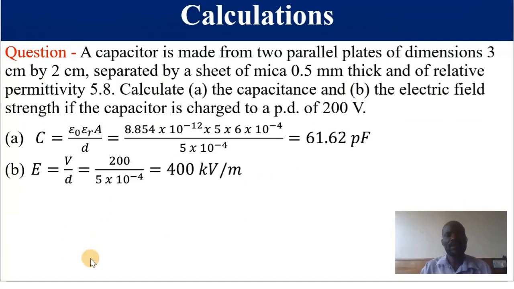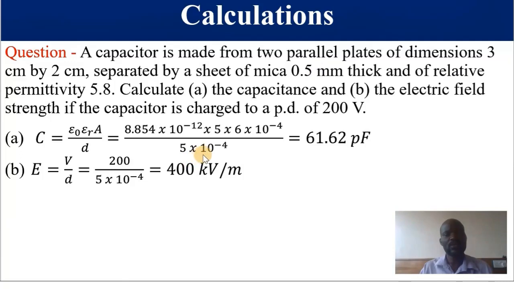Another question on calculations. A capacitor is made up of two parallel plates of dimensions 3 centimeters by 16 centimeters. This enables you to calculate cross-sectional area, and it is separated by a sheet of mica 0.5 millimeters thick. This enables you to find D, which is the distance between the plates, since this is a dielectric, and of relative permittivity 5.8. Calculate the capacitance. If it is not a multiplate capacitor, like it is, you simply say C is equal to epsilon naught epsilon r multiplied by the cross-sectional area, all divided by the distance between the plates, which is D, and we are going to convert this to meters.